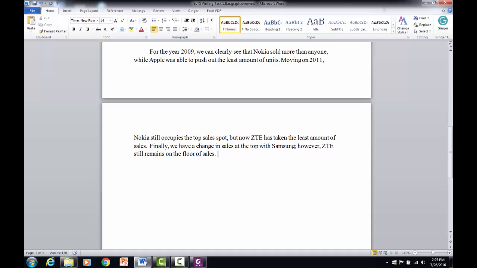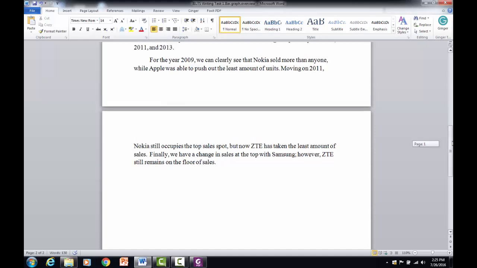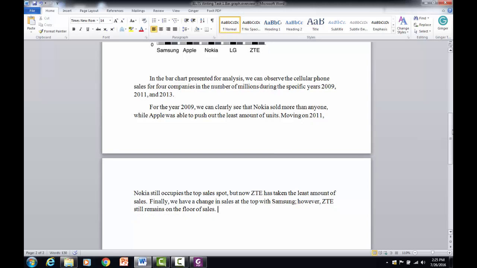Floor means like the bottom, right? They still remain on the floor. Floor is the bottom, ceiling is the top, right? So that's other language you can use. But that's an example of our general paragraph here.